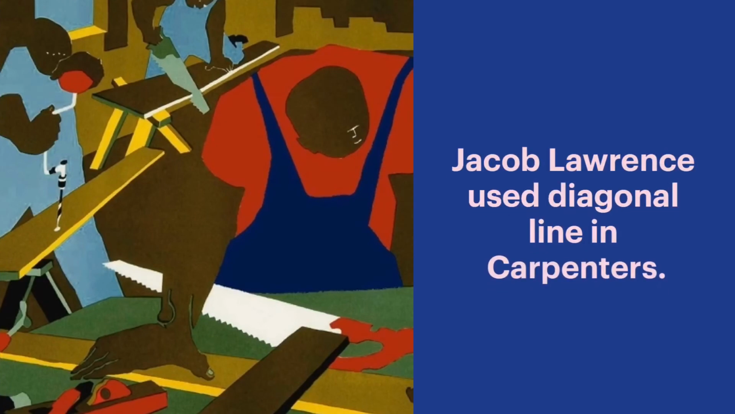You can see the use of diagonal lines in this painting titled The Carpenters by Jacob Lawrence. Look at the diagonal lines in the boards and the saw.